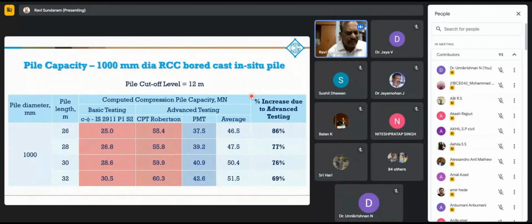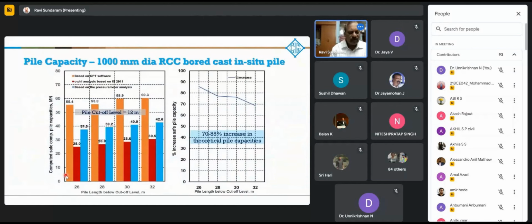Also, let us look at pile capacities. We did a calculation for 1000 mm diameter bored piles with pile cutoff level at 12 meters. The trends were similar. You are getting much higher pile capacities, 76 to 86% increase in the pile capacities. So we had 26 to 32 meter long piles below the cutoff level. So this is the trend which you are getting here. So the deeper the piles, the much higher the capacity.